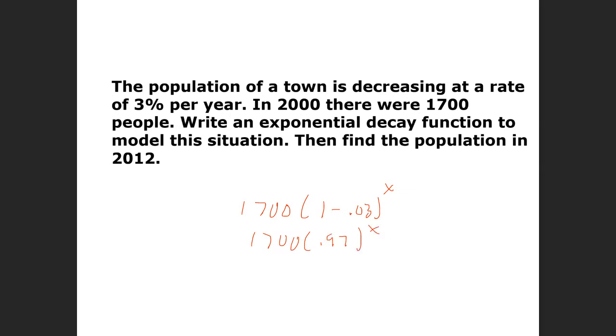And then if I wanted to find the population in 2012, I just plug 12 in here, because 2000 was the time I wrote this equation, so that's when x is 0. So if I want to know what the population is in 2012, I would just plug 12 in here. Do not put 2012 in there. Your answer is going to be way off. So that is exponential growth and decay.